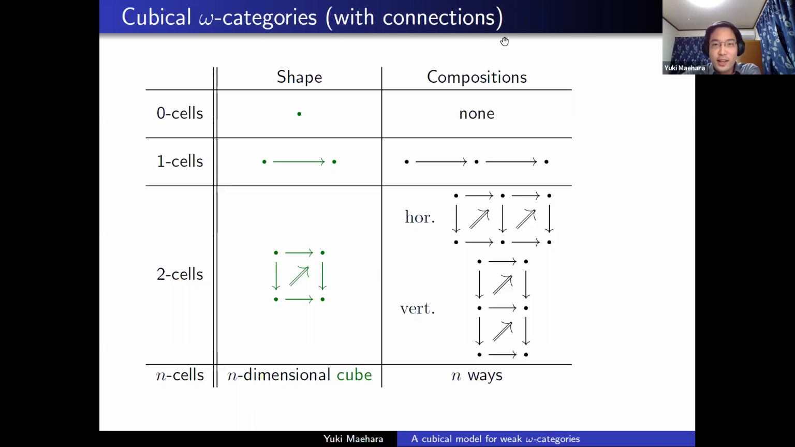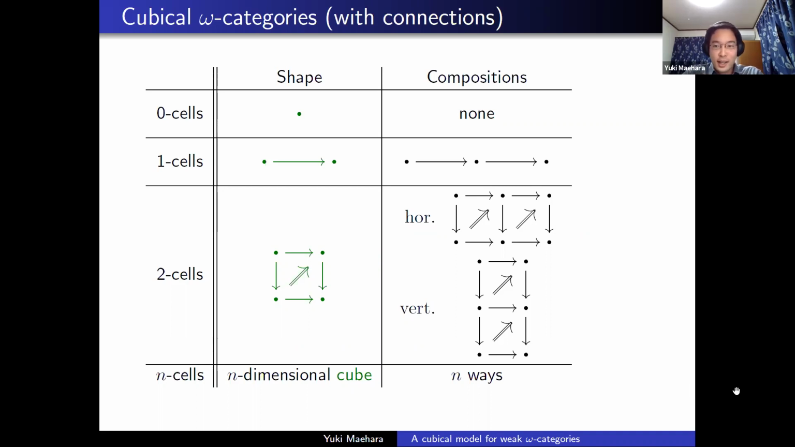And I say with connections up here. Again, if you know about double categories, or alternatively, if you know about cubical sets, these are the connections that you see in these things. But if you're not familiar with these connections, then don't worry too much. It won't be that important for this talk. For the actual mathematics, it is important that we have connections, but for this talk, it's not.